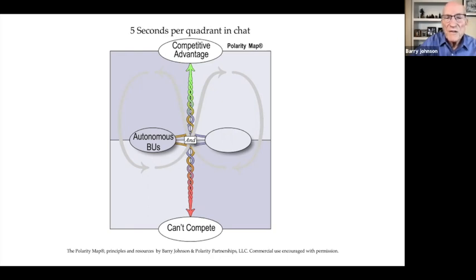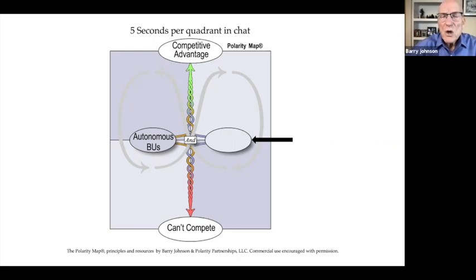So when he asked me what I made of his autonomous business units, I said, well, what I was looking for is some value that would be an interdependency to autonomous business units that would make sure that they were not vulnerable to an overfocus on autonomous business units, some balancing sister pole. What would I be looking for in the chat room?